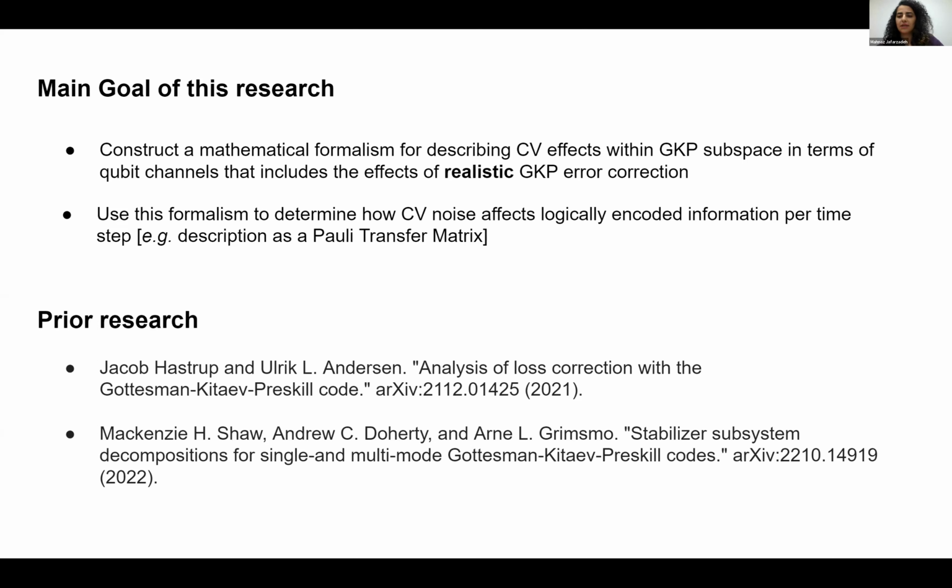So what we do is add one more level of complexity. We take this to a physical domain, and I'm going to show you a physical or realistic GKP error correction where we have finite energy ancillas, and we'll see that we can still define qubit maps and qubit channels. However, because of the noise on our ancillas, we are going to have to introduce a mathematical technique to be able to define qubit channels. And that's what this research is all about.